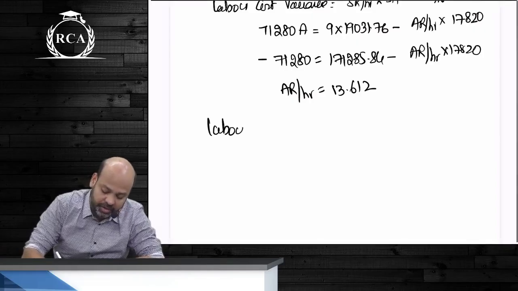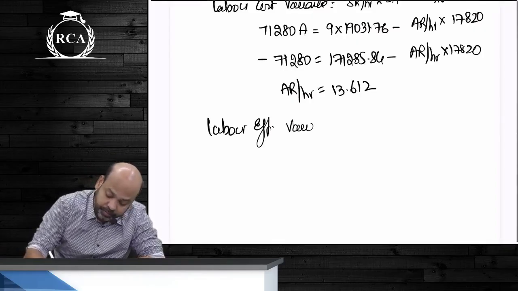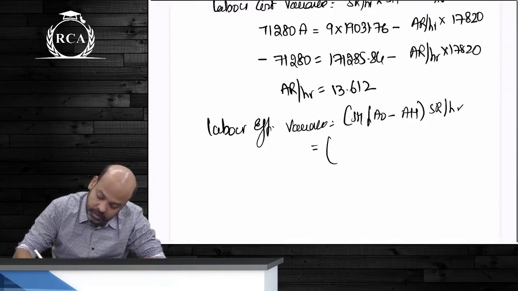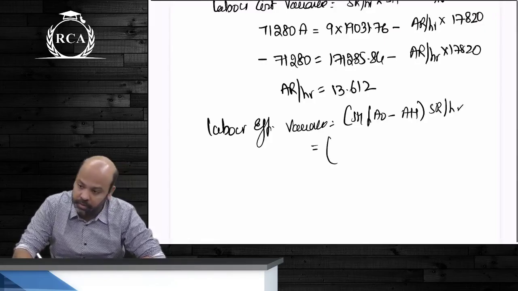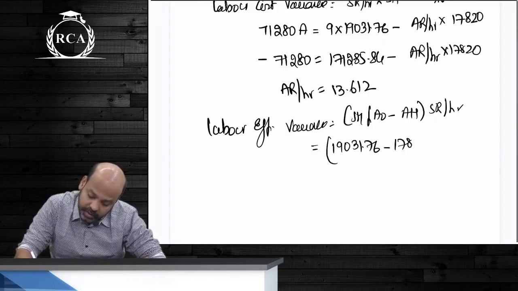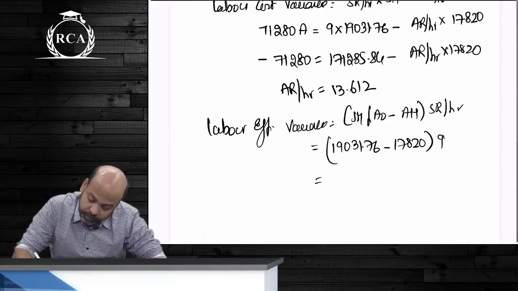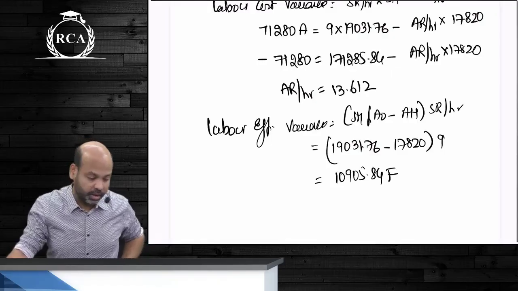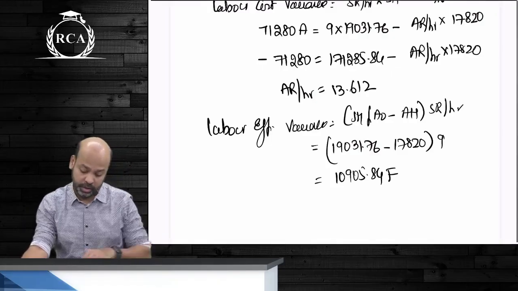How will you arrive at labor efficiency variance, beta, now? Standard hours for actual output minus actual hours multiplied by standard rate per hour. So this, beta, would be 19,031.76 minus 17,820 multiplied by 9. 10,905.84 favorable, guys, would be your labor efficiency variance.